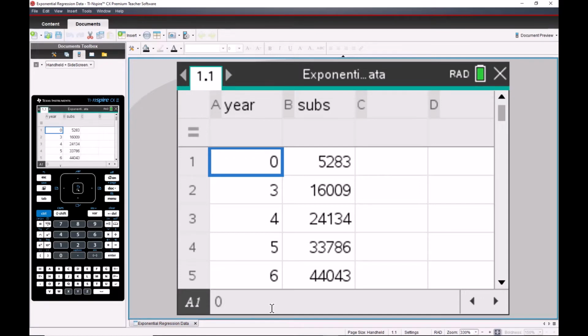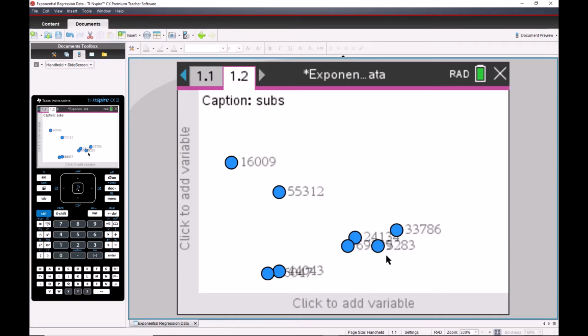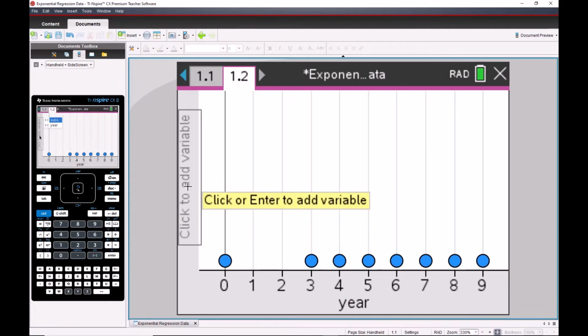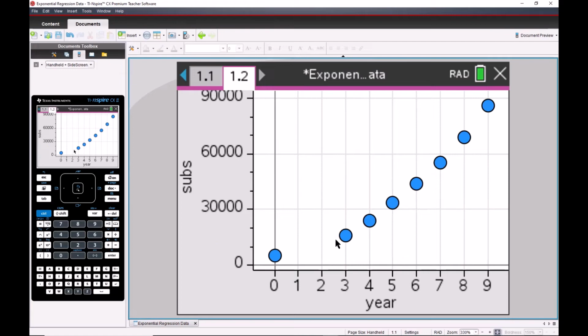So pause. All right, I'll assume that you have everything set in here. So let's go ahead and do the scatter plot. Let's go to the home screen, and scatter plots are in your stats graphs. And remember, it's time, so year, that's usually explanatory, and number of subscriptions. And look, it does appear to have that curve to it, all right? So it could be exponential.